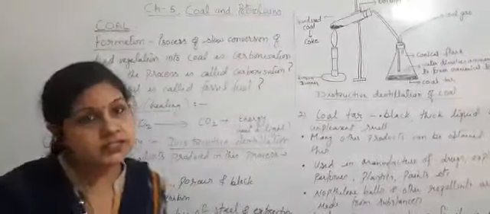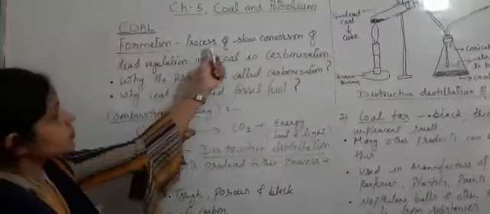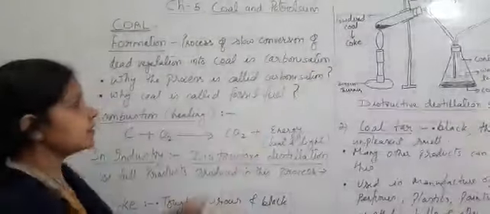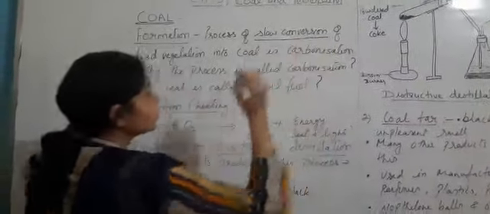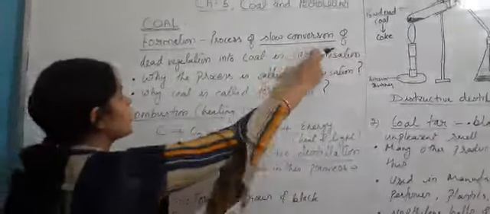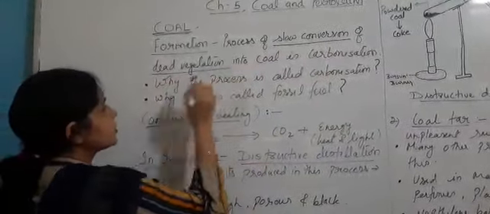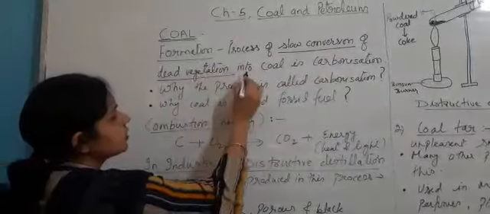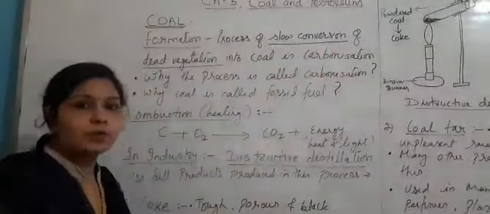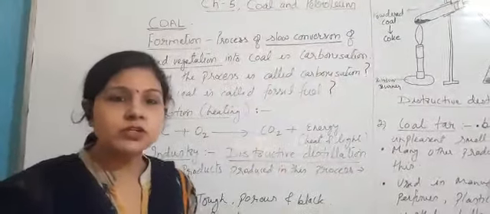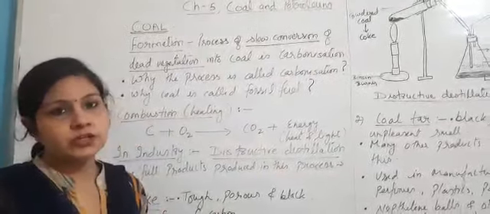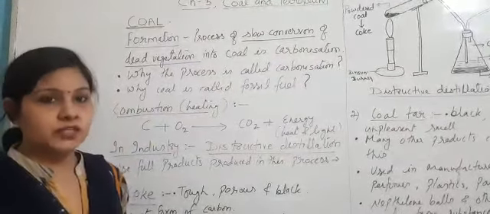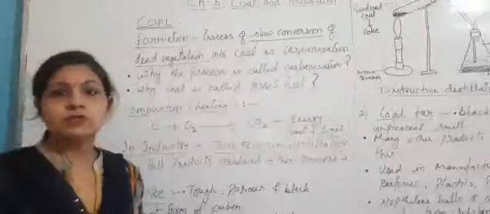Now what is carbonization? Carbonization is a process of slow conversion. Remember, it is a very important point. Carbonization is a process of slow conversion of dead vegetation into coal. Clear? Slow conversion of dead vegetation into coal is carbonization. Okay, this is how the coal is formed.